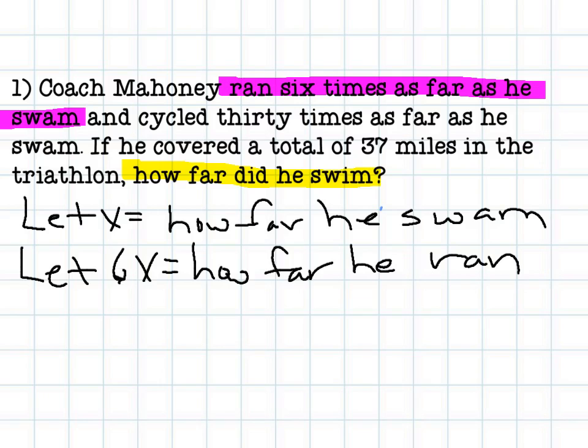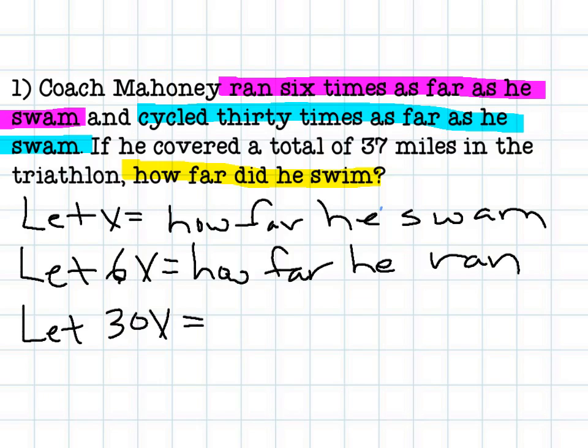Now, you should also be able to figure out how far he cycled. Let's go to the next part of the sentence and look at what it says. It says he cycled 30 times as far as he swam. Well, it's 30 times as far as x. So that would be let 30x equal how far he cycled.